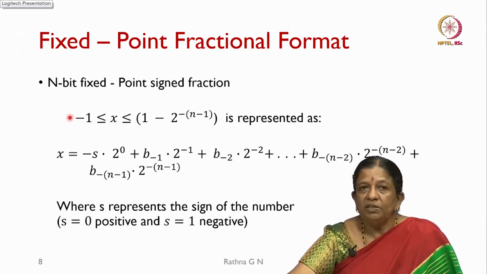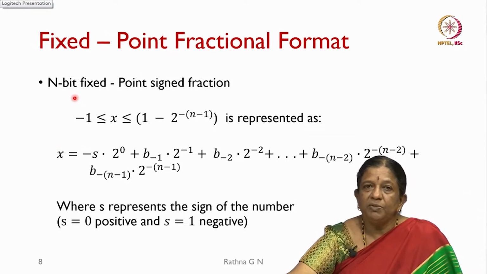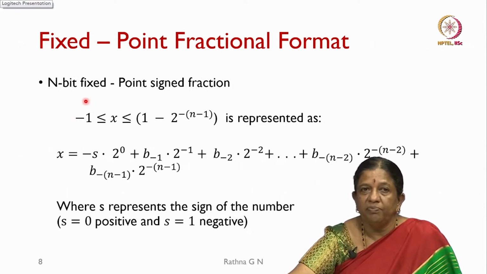Okay. So, coming to why we have to go for the fixed point fractional format, we will see it in a while. First we will discuss what this number system is. For the n bit fixed point signed fraction representation, we say that the number x can be represented between minus 1 to 1 minus 2 to the power of minus n minus 1. Here n is the number of bits we will be using as normal notion.